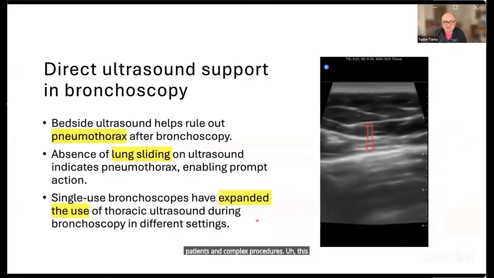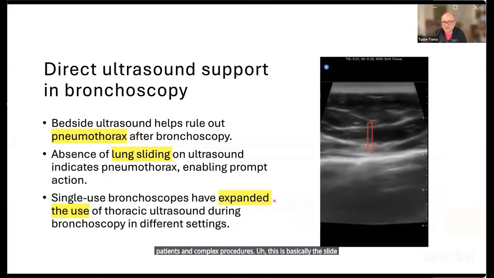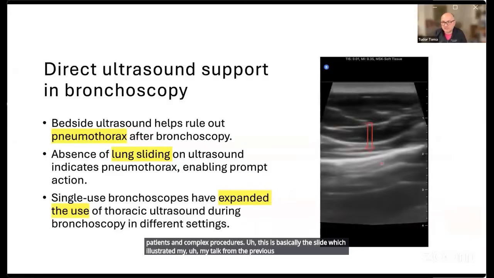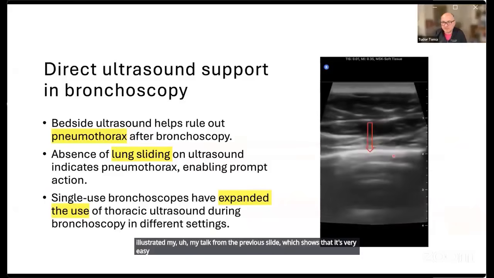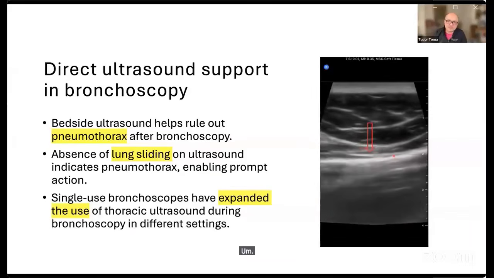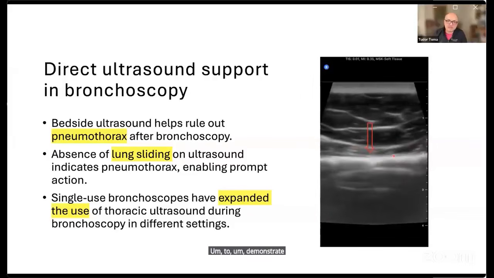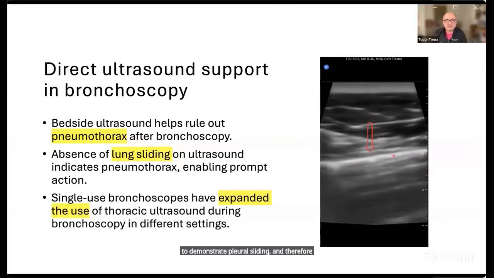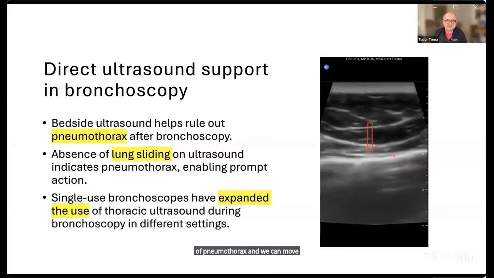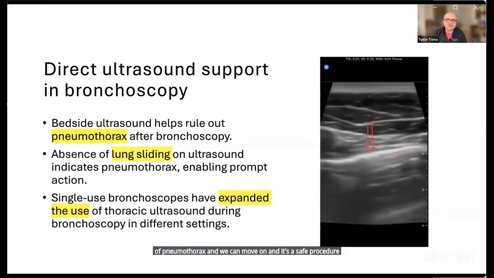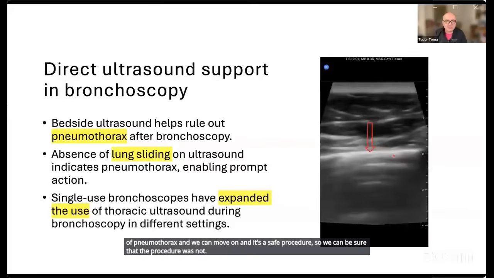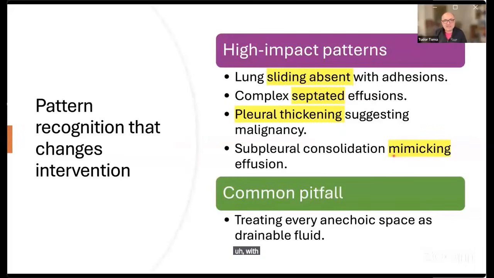This is basically the slide which illustrated my talk from the previous slide, which shows that it's very easy with this pocket ultrasound to demonstrate pleural sliding, and therefore the patient doesn't have a pneumothorax, and we can move on, and it's a safe procedure. So we can be sure that the procedure was not complicated.